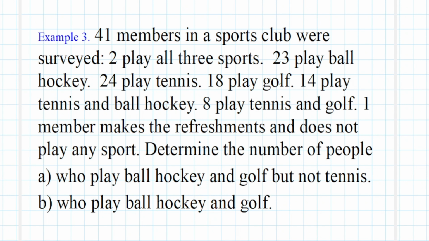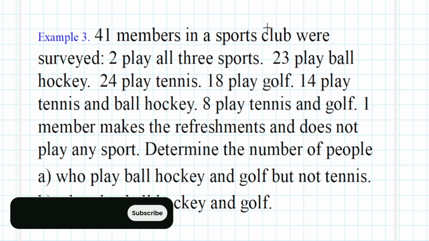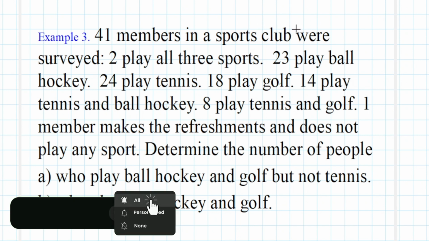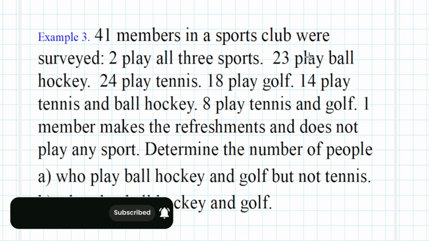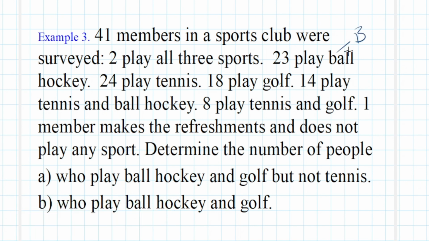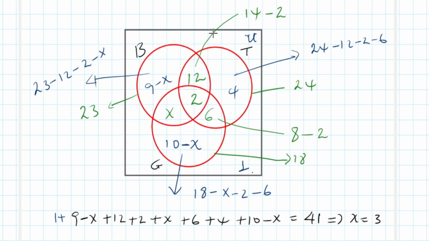So to answer this question, we must prepare a Venn diagram and we must represent the sets by letters. So let's represent ball hockey by B, tennis by T, golf by G. Now the Venn diagram I prepared looks like this. The number of people who play ball hockey is 23. The number of people who play tennis is 24. And the number of people who play golf is 80. And the number of people who play all three sports is 2. And one doesn't play any of these sports.